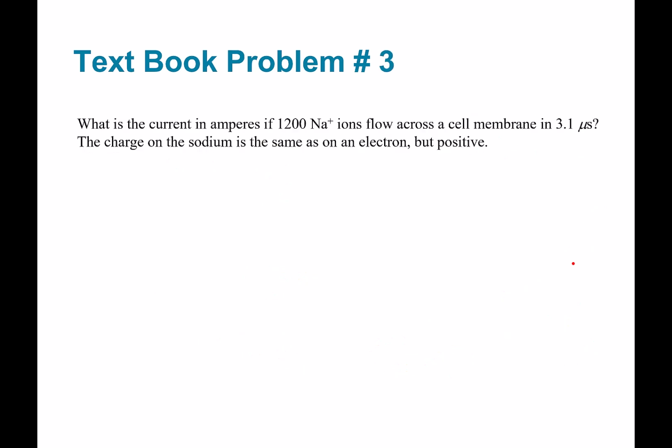And once again, a similar problem here. What is the current in amperes if 1200 sodium ions, positive ions, flow across a cell membrane in 3.1 microseconds? 3.1 micro means 10 raised to the power minus 6 seconds, a very brief time. The charge on the sodium is the same as on the electron, but positive. So sodium ion is positive, but you know that positive and negative charges have the same magnitude. So the formula doesn't change here.